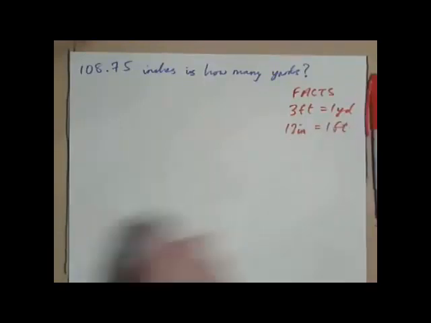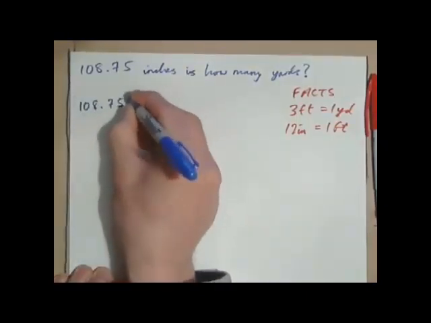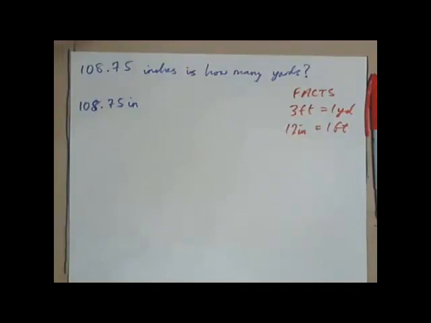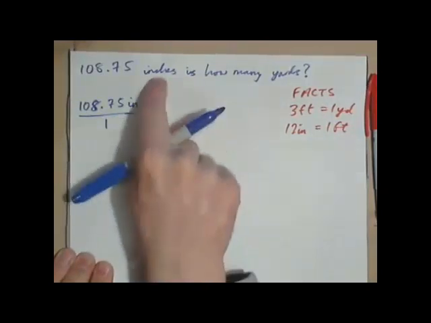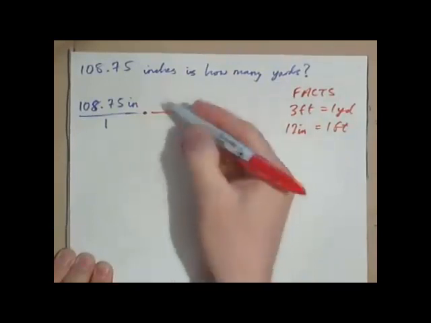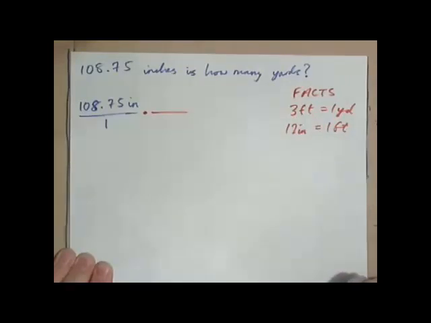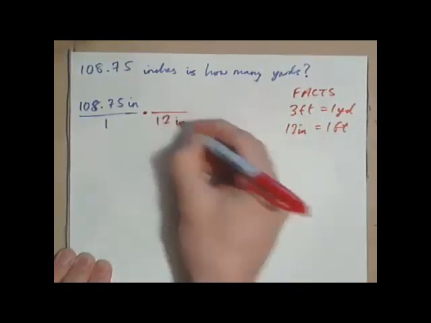Okay? We start with 108.75 inches, IN. Now we've got to turn that into a fraction. How would you write that as a fraction? Remember, your pause is down here, so press pause and use it if you need to. It's that divided by 1, okay? You want to go from inches to yards, so you want to get rid of inches. So you've got to multiply that by a unit fraction with the inches where? On the top or the bottom? Inches down here, right? And we have 12 inches equals 1 foot, so this unit fraction should be 12 inches over 1 ft.